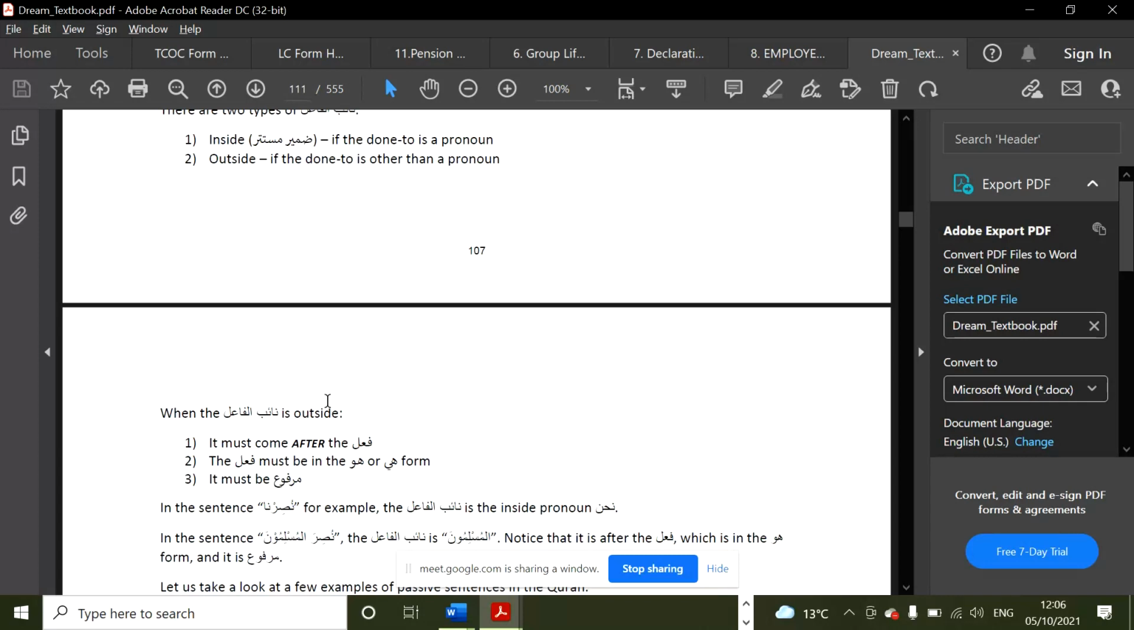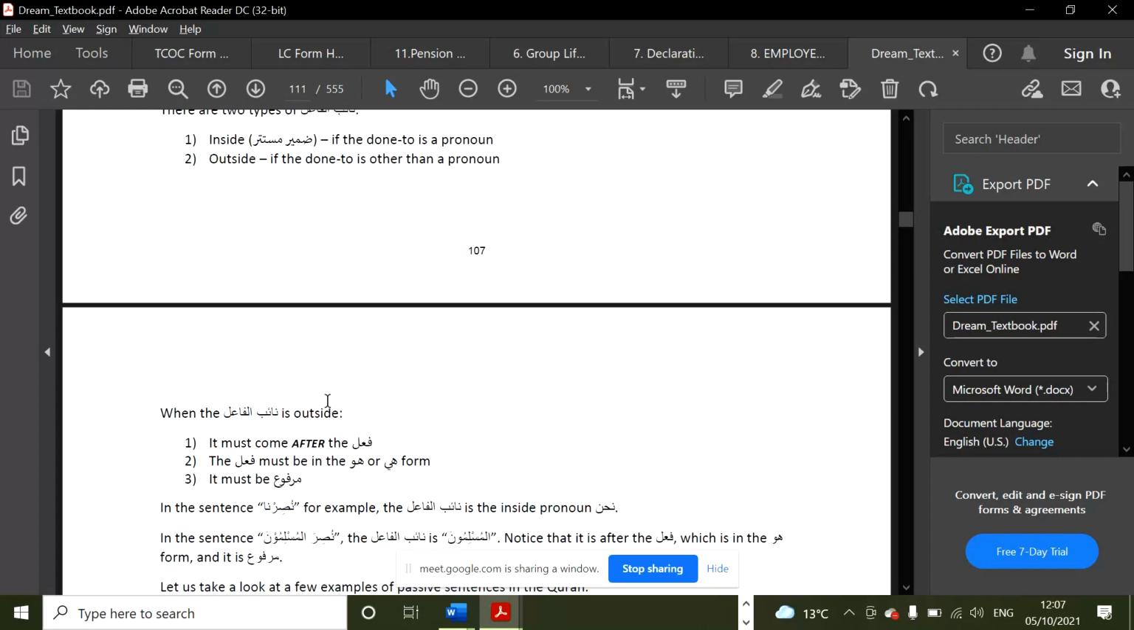Yes, please read. When the naibul fail is outside, number one, it must come after the fail. Number two, the fail must be in the huwa or hiya form. And number three, it must be marfu. Okay, so that's the same, isn't it? Yes, it is the same. Is there any confusion?